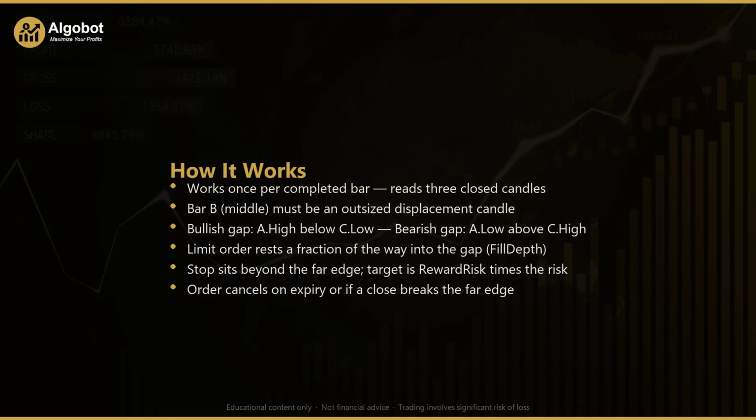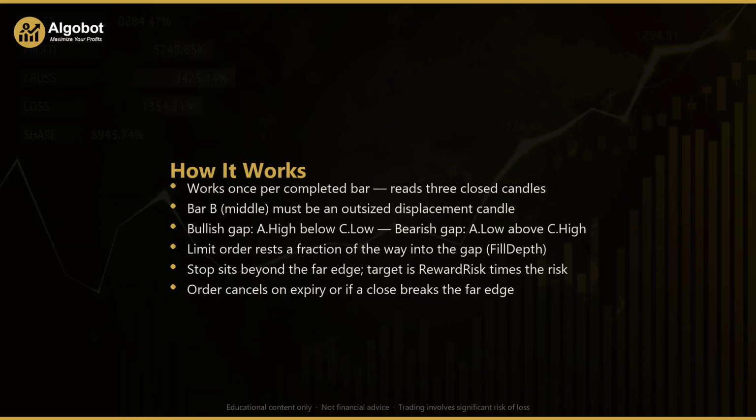The strategy only does its work once per completed bar, so it isn't reacting to every tick. On each new bar, it looks at the 3 most recently closed candles. We'll call them A, B, and C, where A is the oldest, B is the middle, and C is the newest. The middle candle, B, is the key.